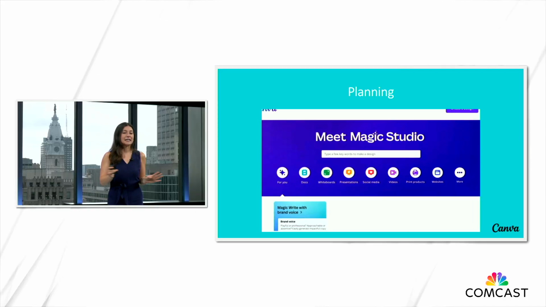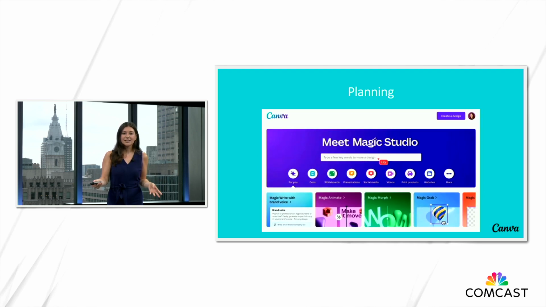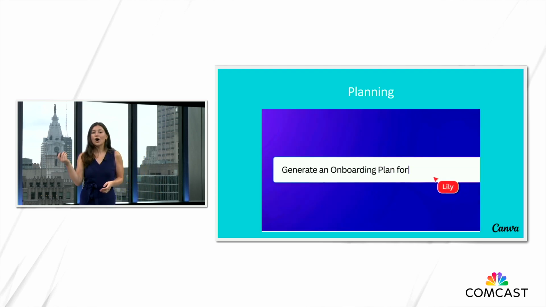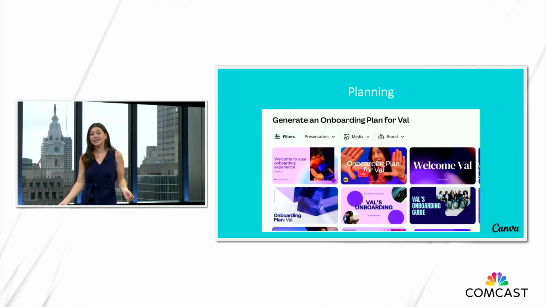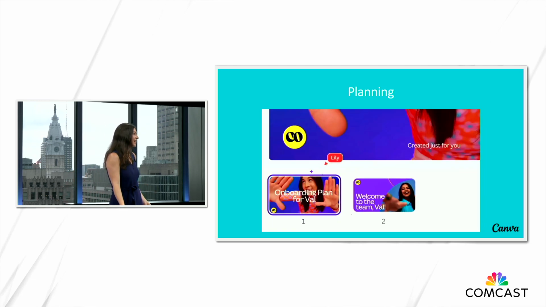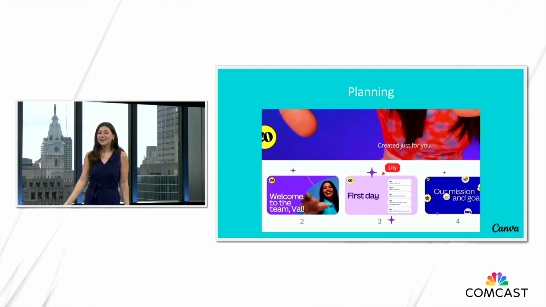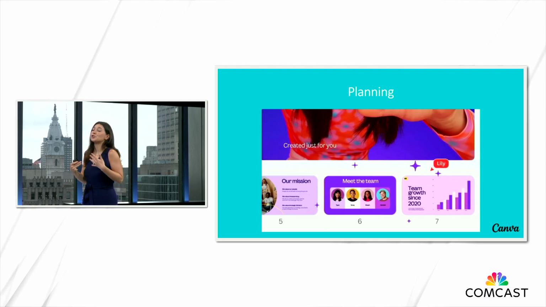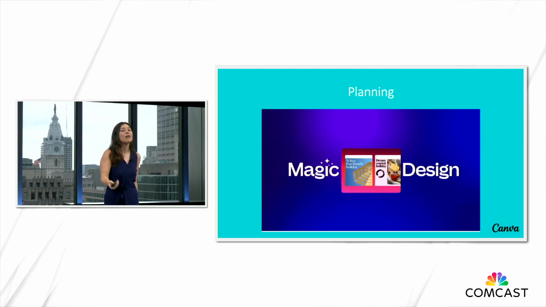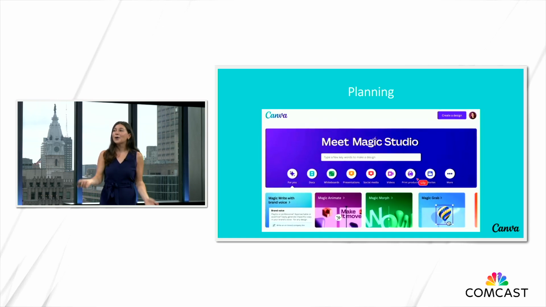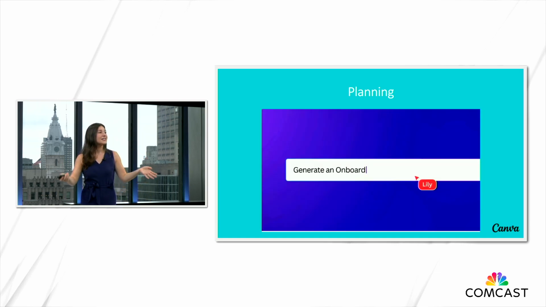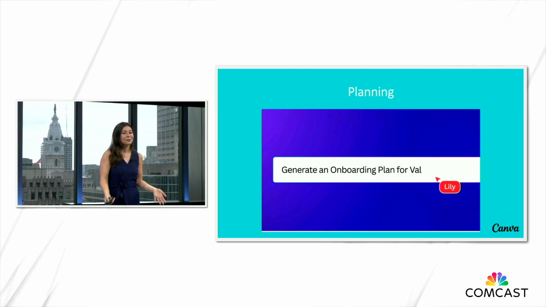So one that I have to show you today is called Magic Design, and it's from Canva. What it allows you to do is just type in exactly what kind of presentation you want. So for this example, we have an onboarding plan for a new employee, and it will generate all the slides for you. Now, of course, it's not a mind reader. It's not going to have exactly all the right words, but this cuts so much time and makes you so much more efficient in the planning phase, because all you have to do is replace the text. But the skeleton of the presentation, the flow of it, that's all done for you.